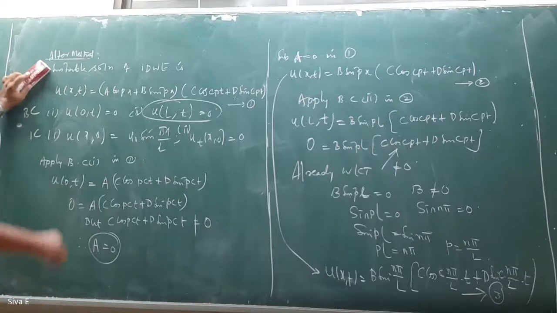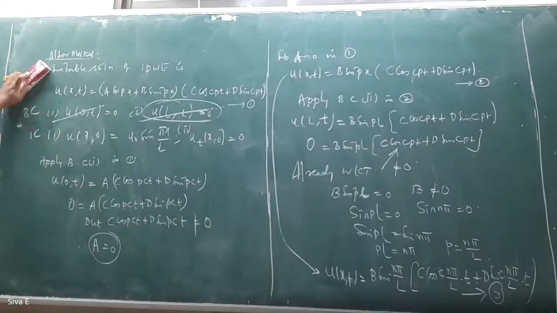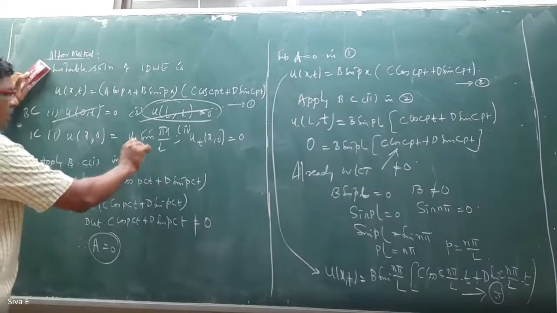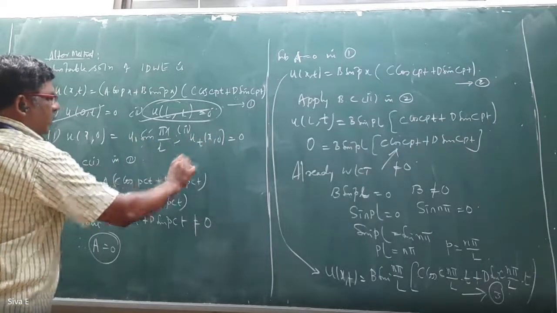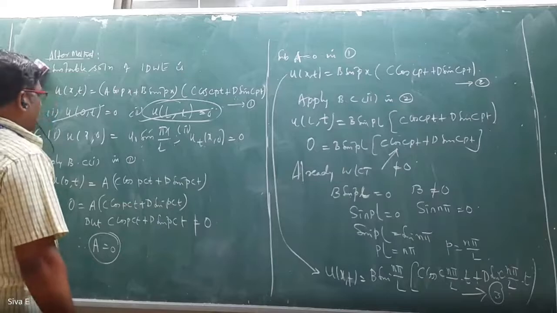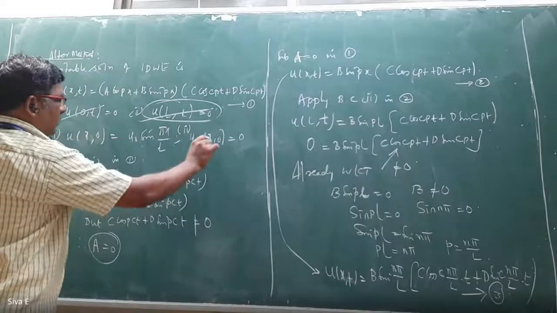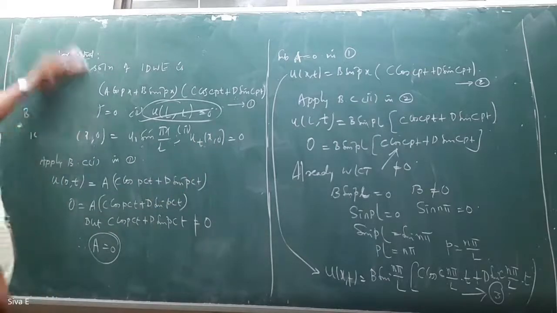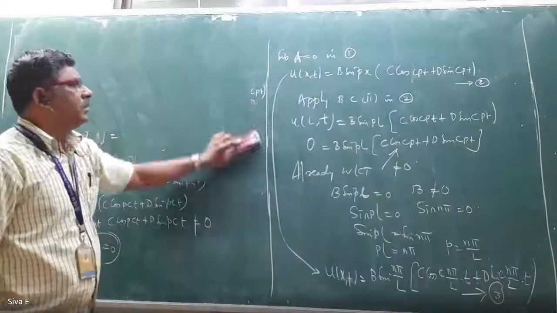First boundary condition is over, second boundary condition is over. Next we have the non-zero condition. Before applying that non-zero condition, first you have to apply the zero initial condition. How to apply the zero initial condition in this solution?